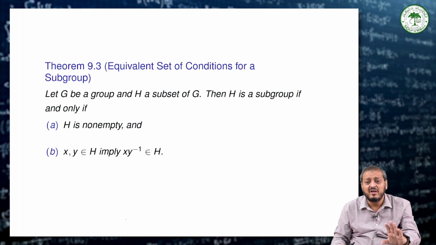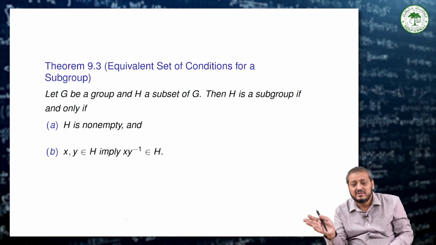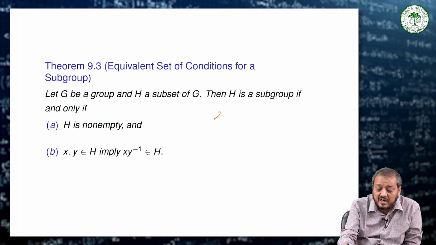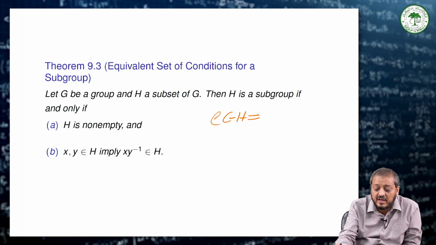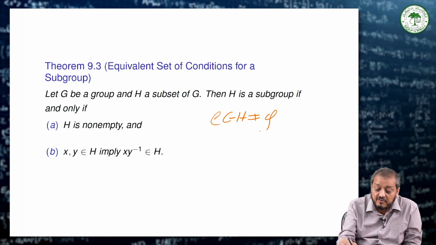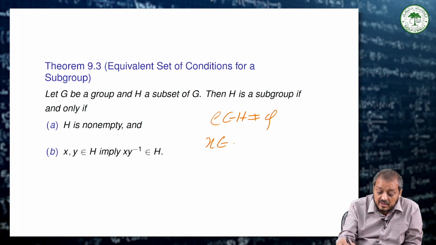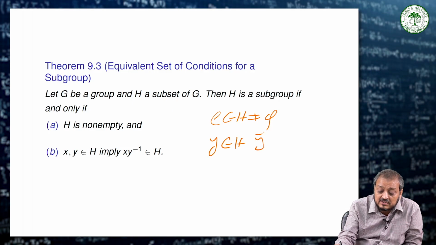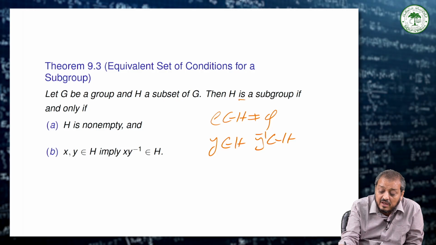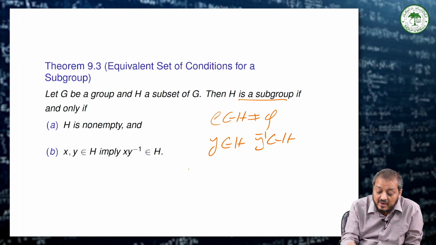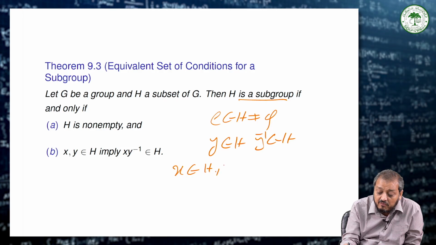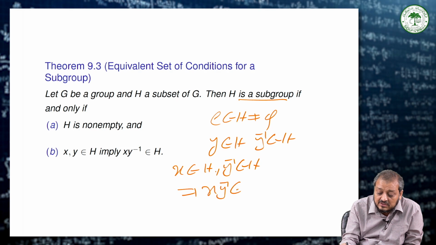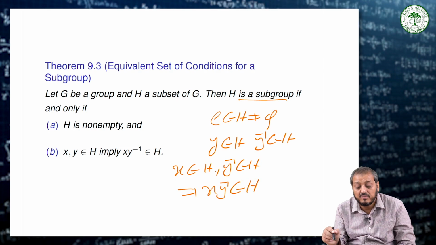One way is again very trivial. We have to just say that if H is a subgroup of G, then at least the identity element belongs to H. So clearly H is non-empty. And if x is an element of H and y is an element of H, then y inverse is also an element of H because H is a subgroup. So x y inverse is also an element of H by the closure property.